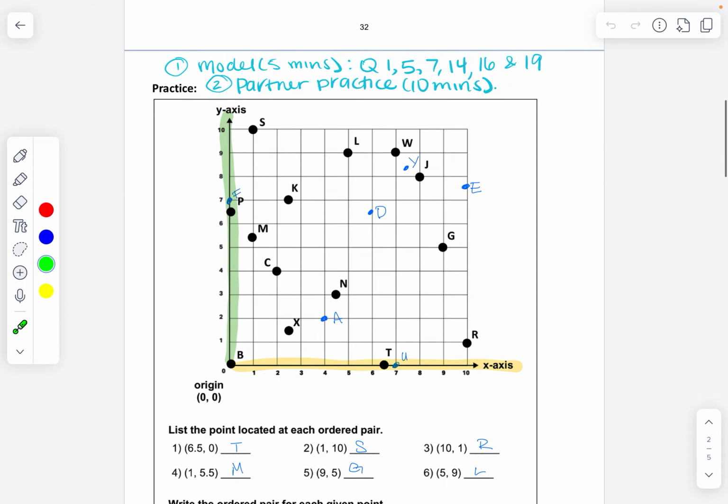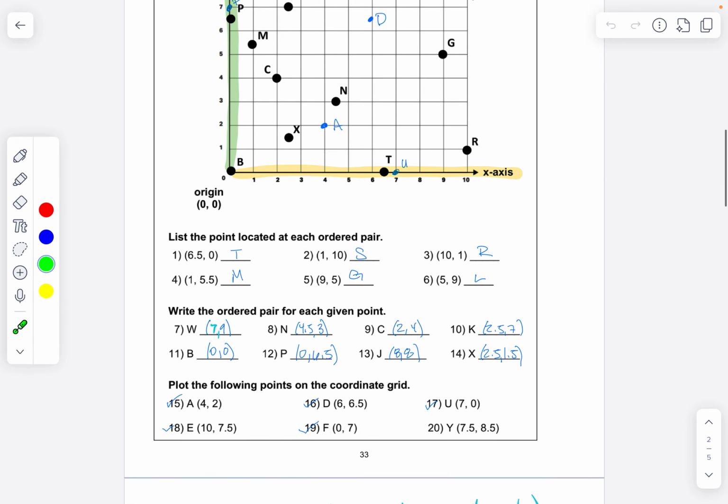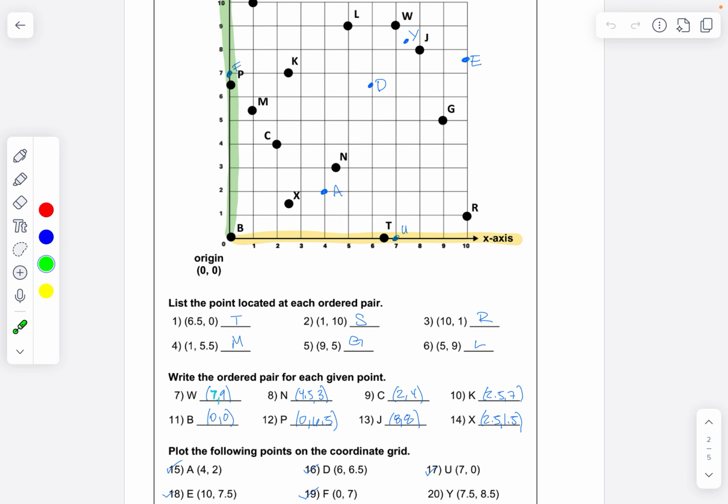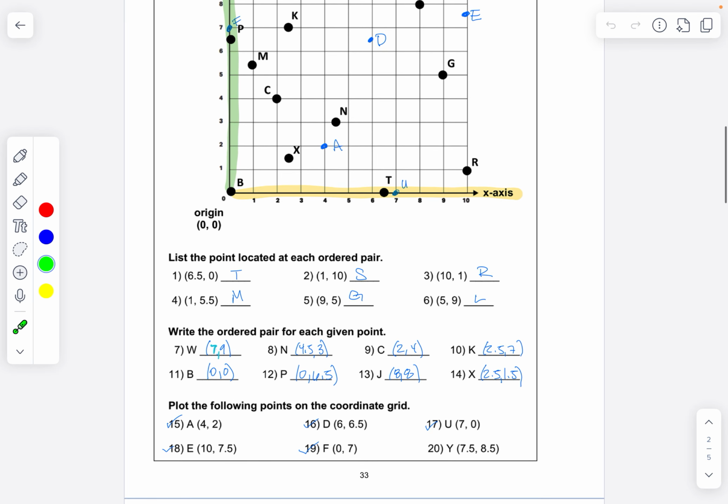And then question 16 and 19, this time we're going to plot the point, right? So we're going to plot D. We are going to start at the origin, go to 6, and then move up 6.5. So 1, 2, 3, 4, 5, 6, and then 0.5. So halfway is right there. Okay. And then same thing for question 19.